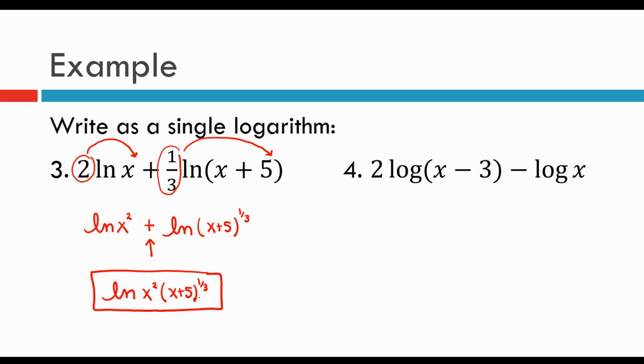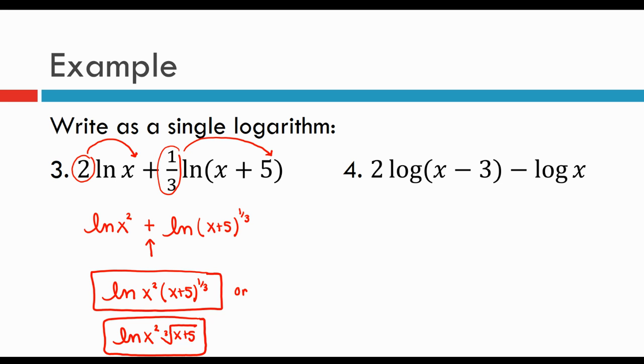If you wanted to, because we technically have 1/3 for an exponent, you could write it as the natural log of x squared times the cubed root of x plus 5. Either one of these answers is acceptable, and I would take either one.